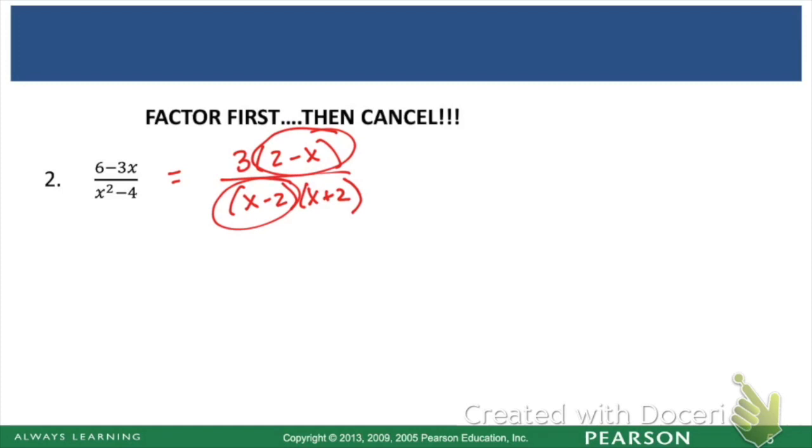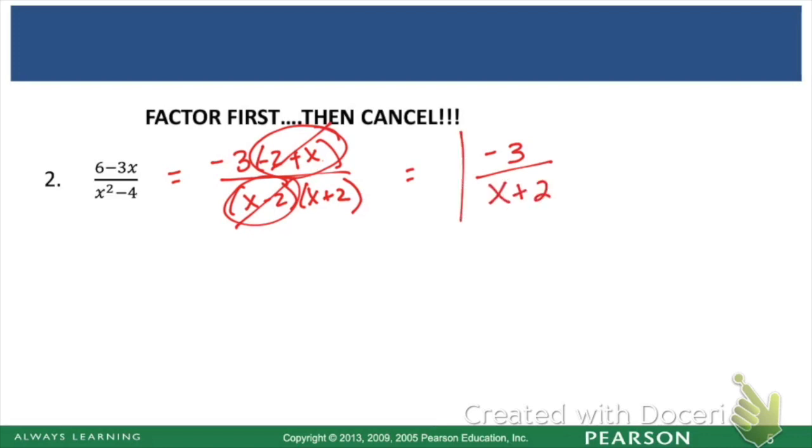Instead of taking a 3 out, you could have taken a -3 out. So if you're doing one of these and you see a factor that's really close, they're opposites of each other, try taking out a negative common factor. So now if I take out a -3, that makes that a -2 plus x. Now they're the same. The x's are both positive, the 2's are both negatives. Now I can cancel them out. Final answer, I have a -3 on the top, and on the bottom I have x plus 2.